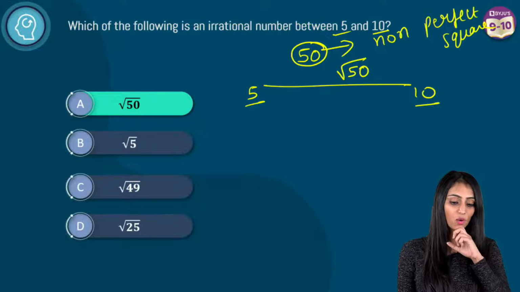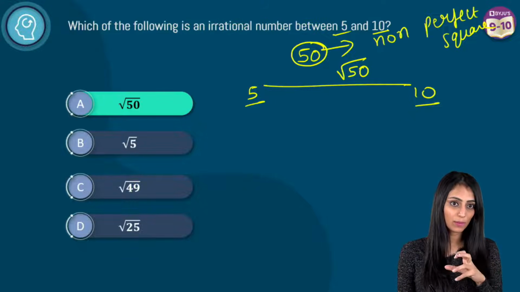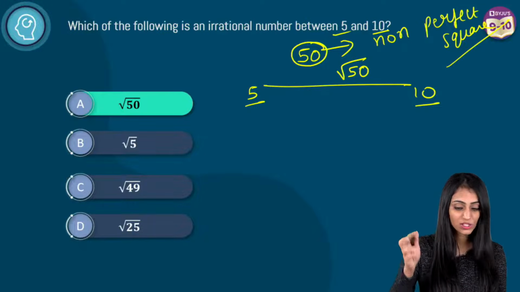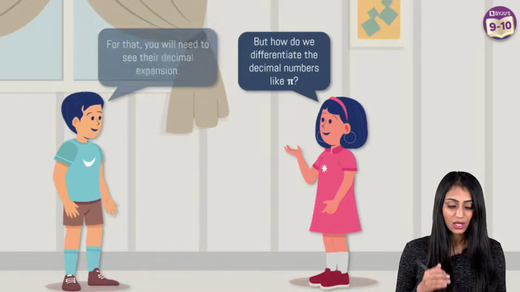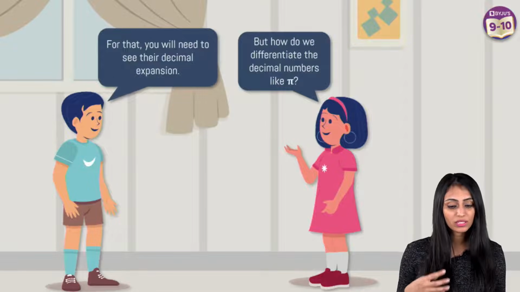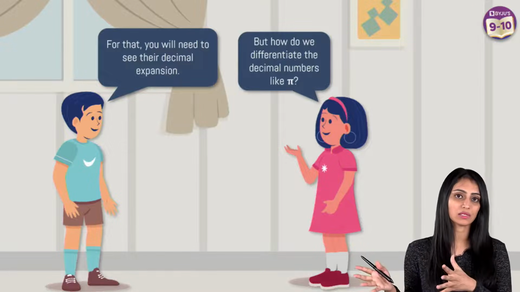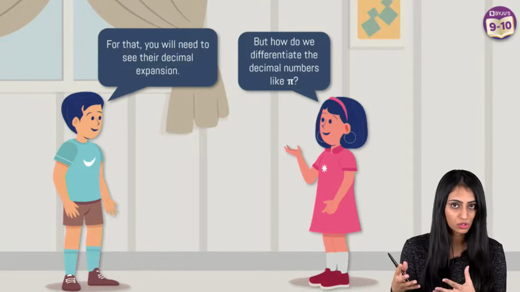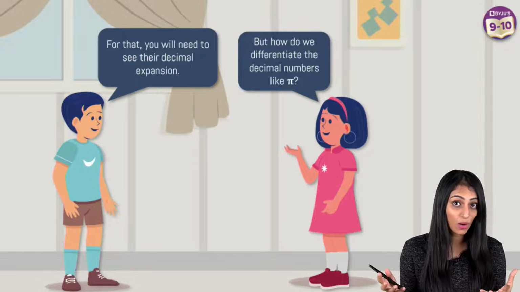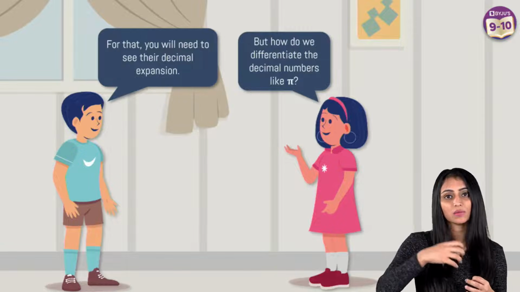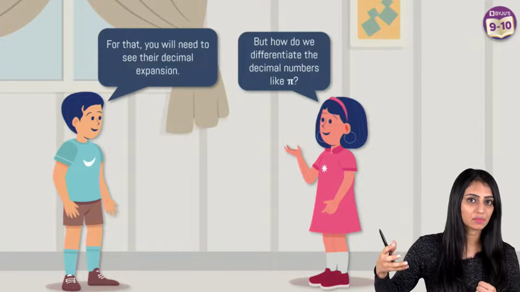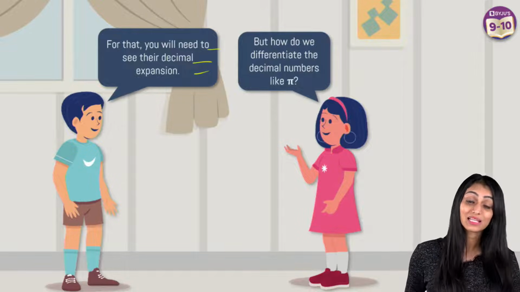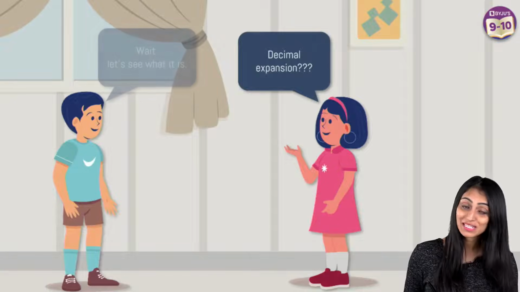Alright, so here we saw how to write an irrational number between any two positive numbers, when the multiplication of those numbers is not a perfect square. Now this girl has another question: how do we differentiate between the different decimal numbers? We saw numbers like pi, it's never ending and there is no pattern. So there may be other numbers like pi also, right? Different numbers will have different decimal expansions. So for that you will need to see their decimal expansions. Now she doesn't know what decimal expansion is.